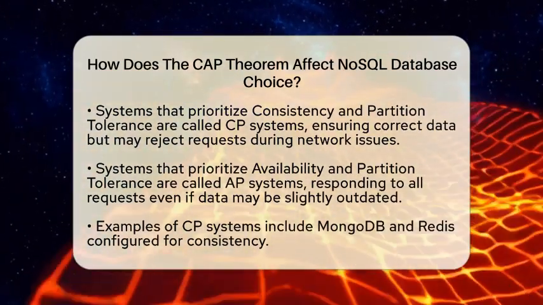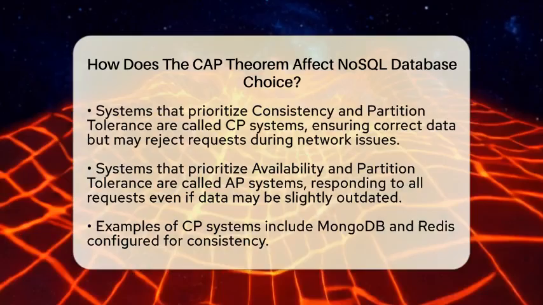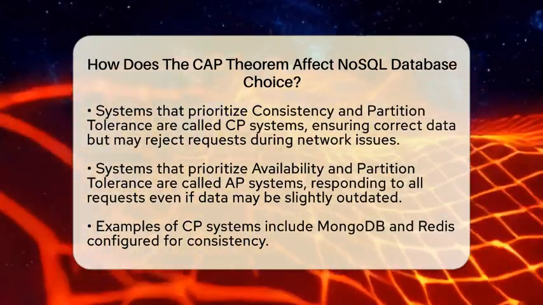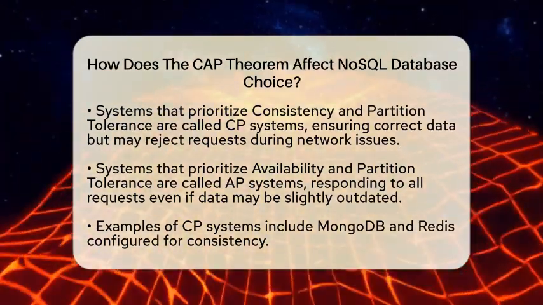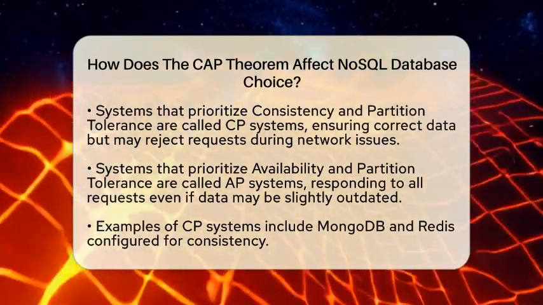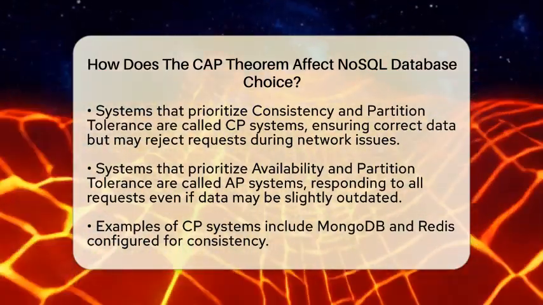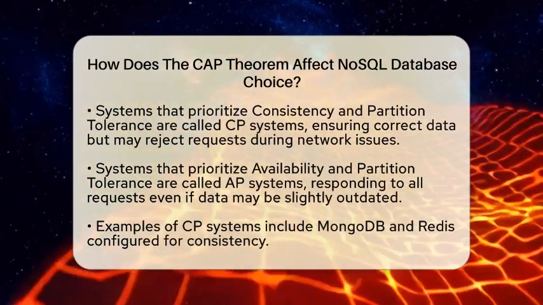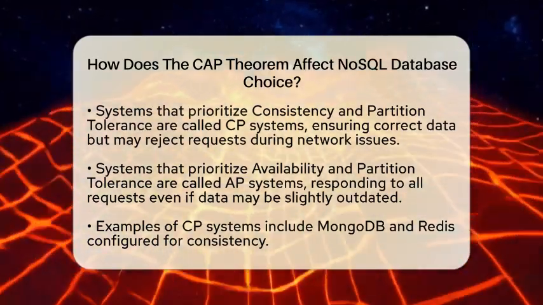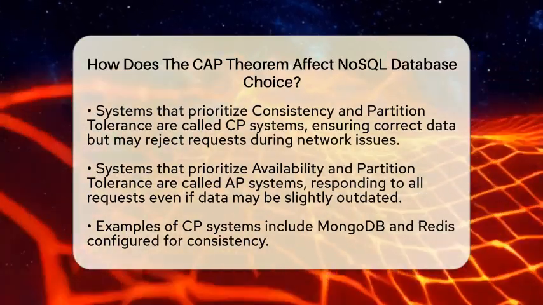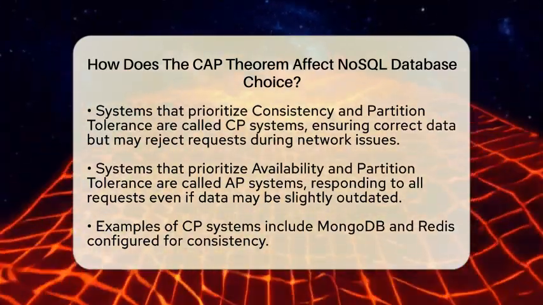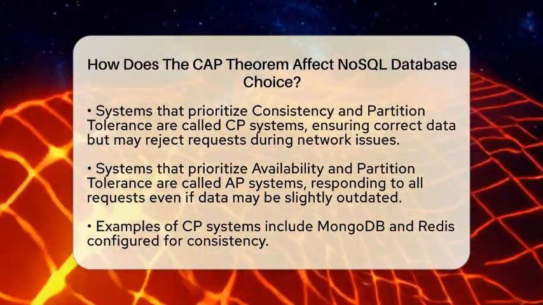Some NoSQL databases focus on being consistent and tolerant to network splits. These are called CP systems. They make sure your data is always correct but might refuse to respond if the network is down. For example, if you're running a banking app, you want the balances to be right, even if it means some requests get rejected during a network problem. MongoDB and Redis can be set up this way.